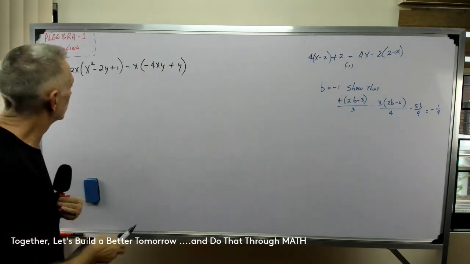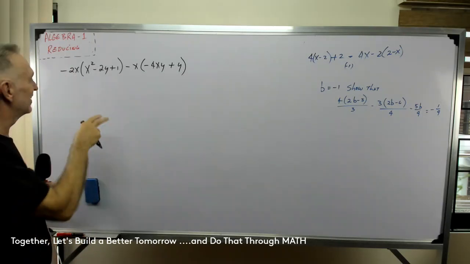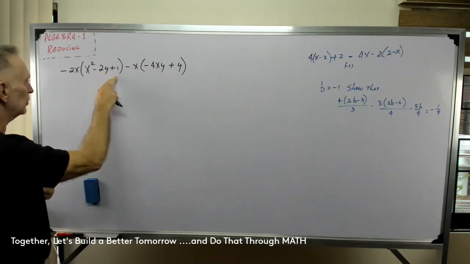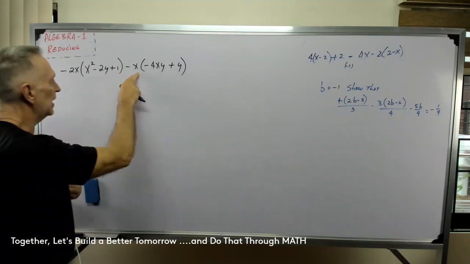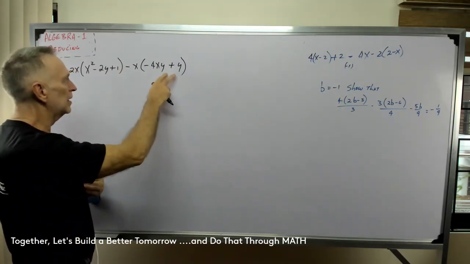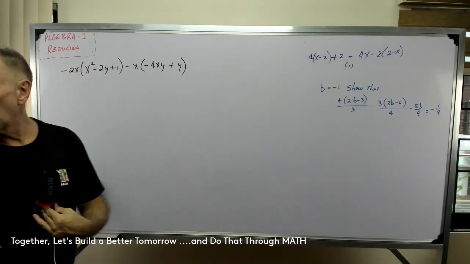Let's try it. Okay? Oh, here's one on the front end. Negative 2x times a parentheses of x squared minus 2y plus 1, minus x times the parentheses of negative 4xy plus y.